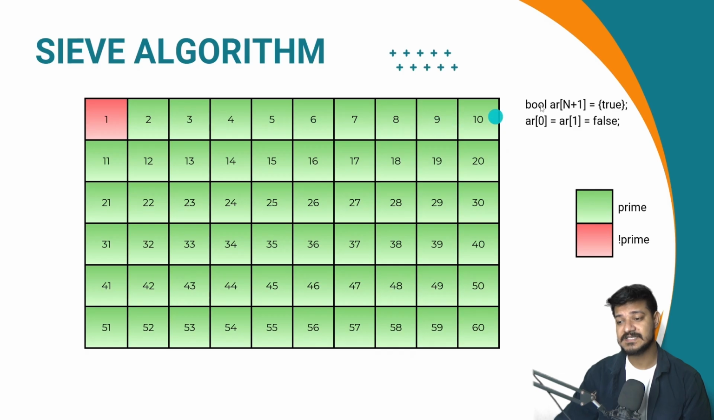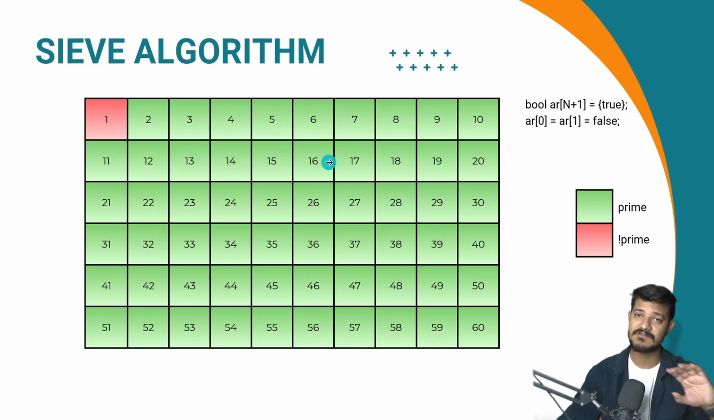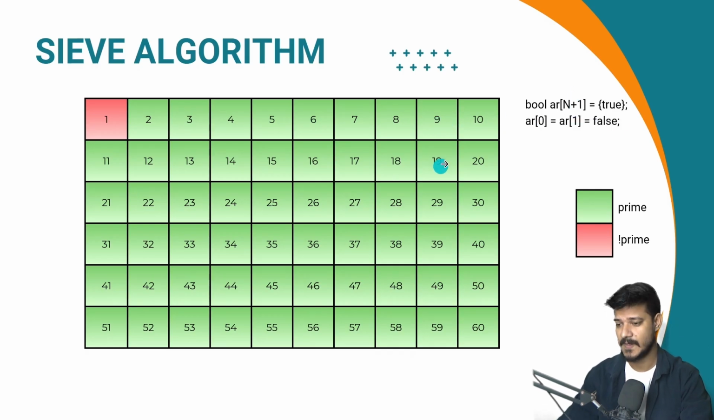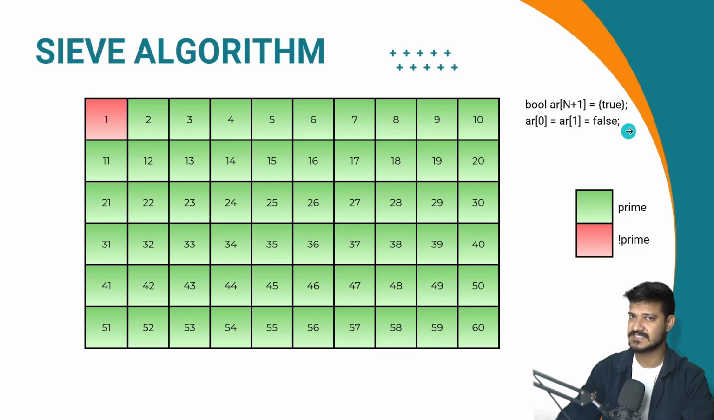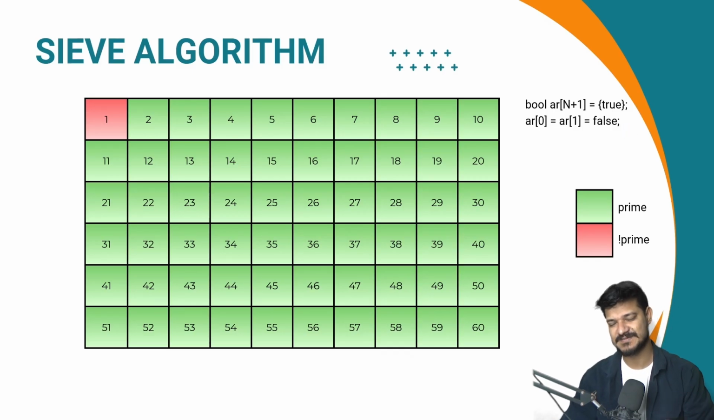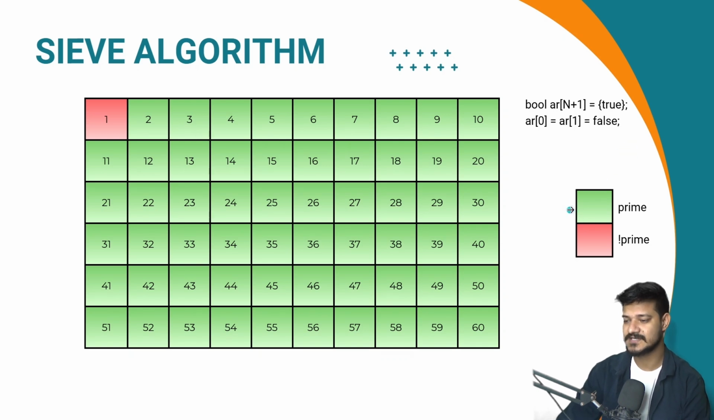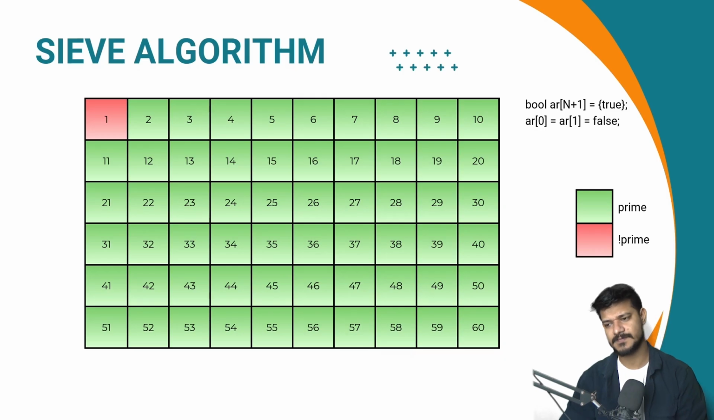So we initialize the whole array as true. We are assuming everything is a prime number. Now 0 and 1 we initialize as false. They can never be prime numbers. They are not prime numbers. That's why we initialize them as false, right? And we'll start from 2. Now green color represents prime number, red color represents not a prime number, a composite number, right?